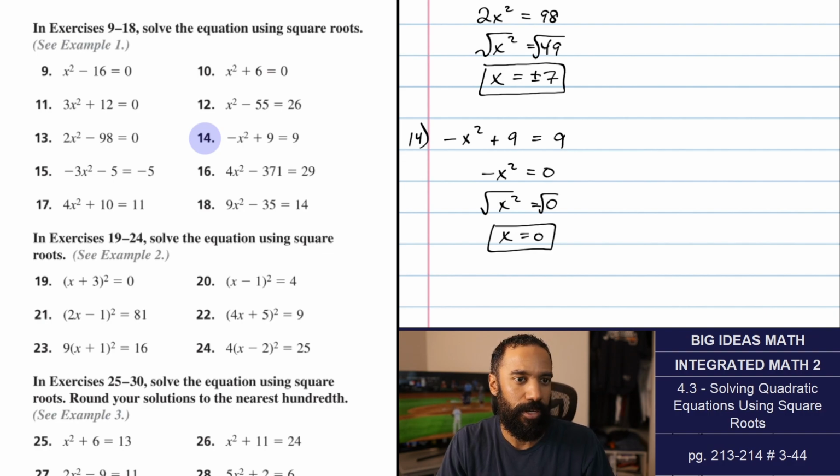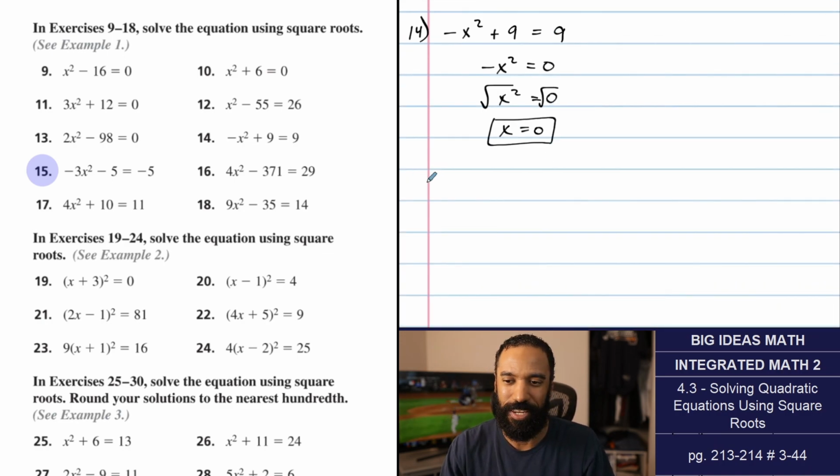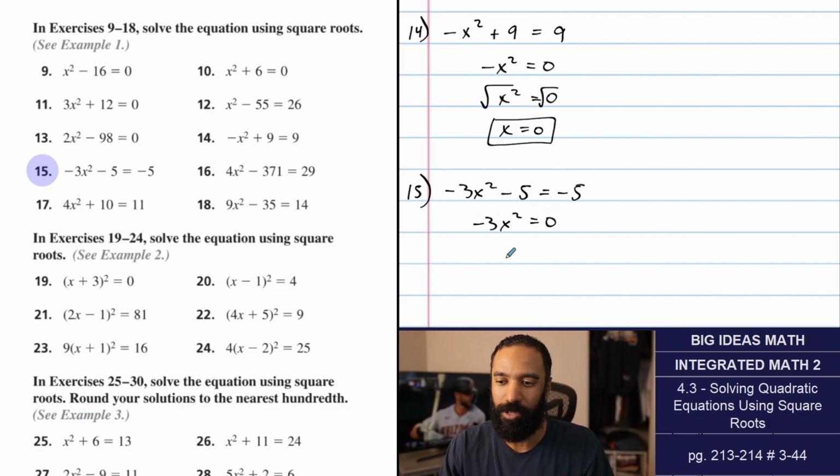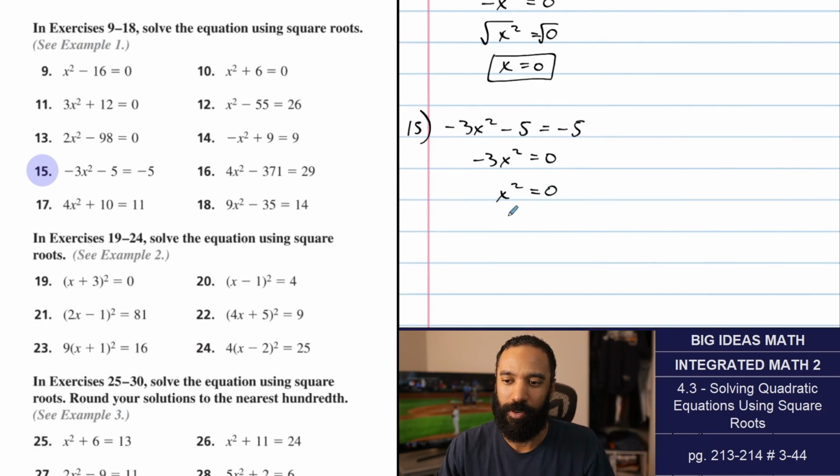I wish they saved negative x squareds for different problems, but they just did it again. So let's take a look at number 15. On number 15, we have negative 3x squared minus 5 equals negative 5. If I add 5 to both sides, we will get negative 3x squared equals 0. Divide both sides by negative 3. You still get x squared equals 0. Take the square root of both sides. You still get x equals 0.